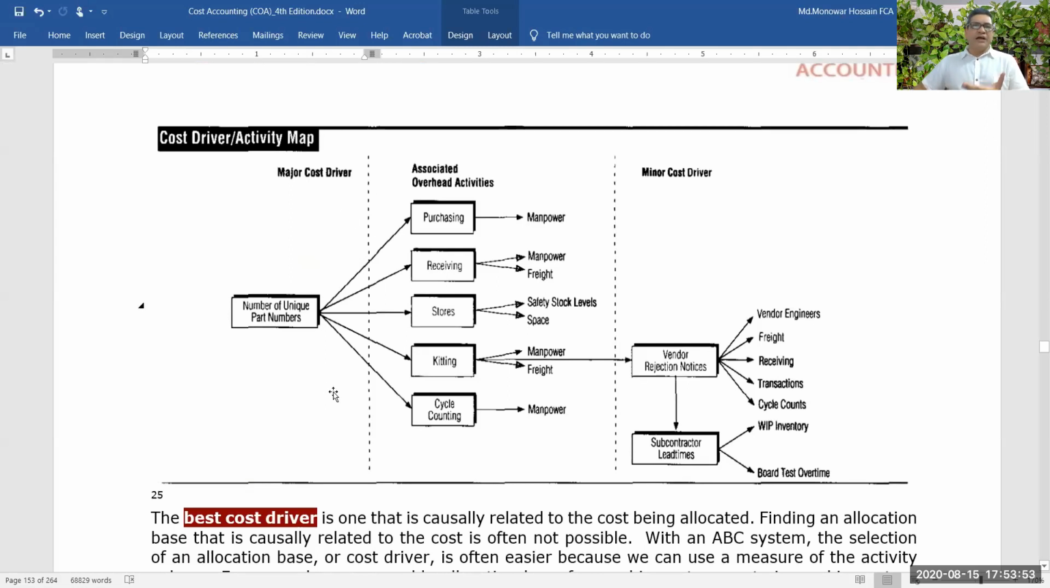Here the cost driver activity makes a major cost driver. That means it can be the number of unique part numbers, with associated overhead activities: purchasing, receiving, storage, cycle counting. Purchasing requires manpower, receiving requires manpower, storage, safety stock level, space, and cycle counting requires manpower. So this comes to the boundary section, engineering, etc., and the subordinate level is a minor cost driver. Here is the major cost driver.